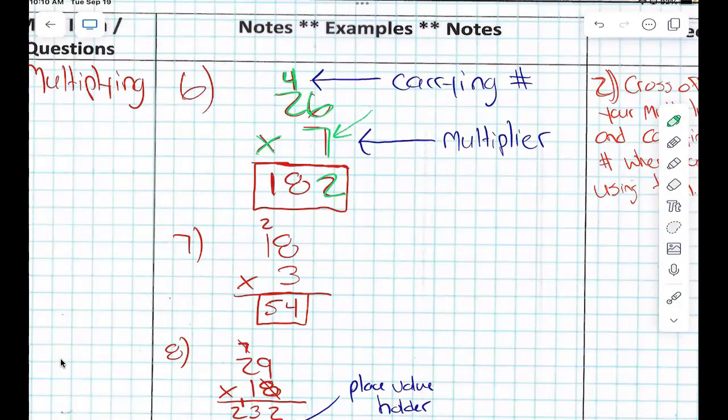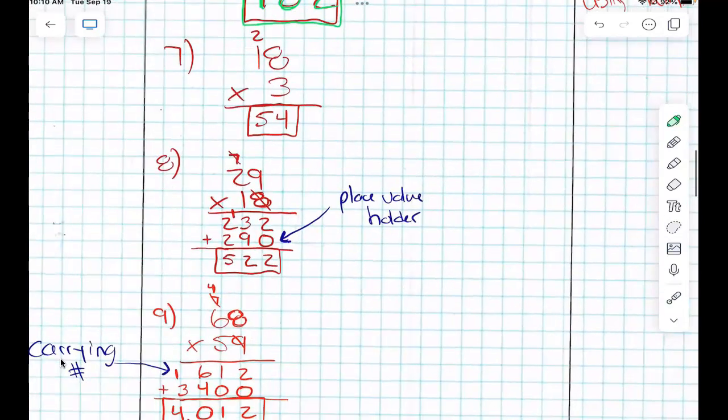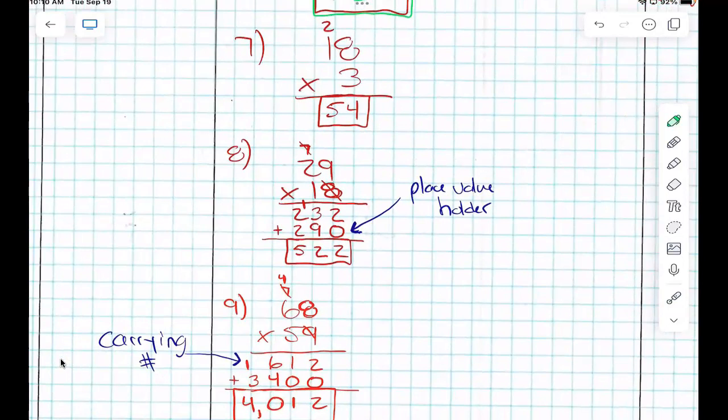What do we call that number when we put it up there? Carrying number. Okay, and then we multiplied 7 and 2. What is 7 times 2? 14, and we added the carrying number. What's 14 plus 4? 18. And our final answer is what? 182. And I always do what to my answers? Box them.